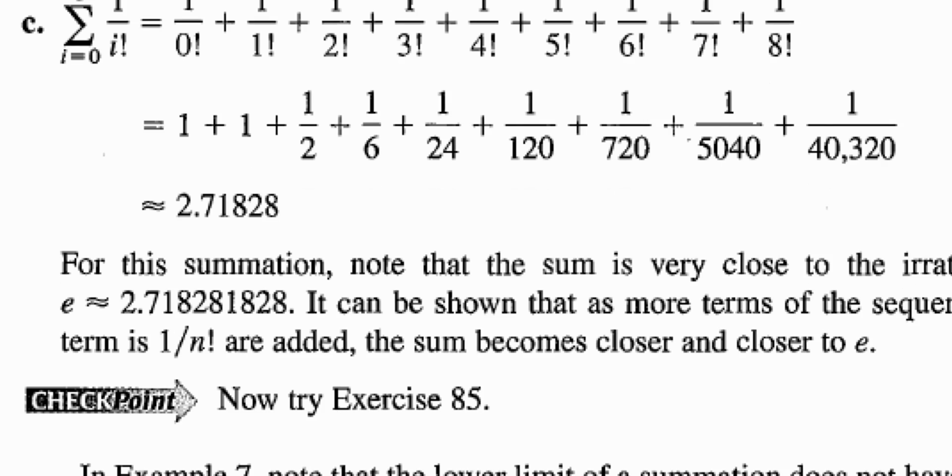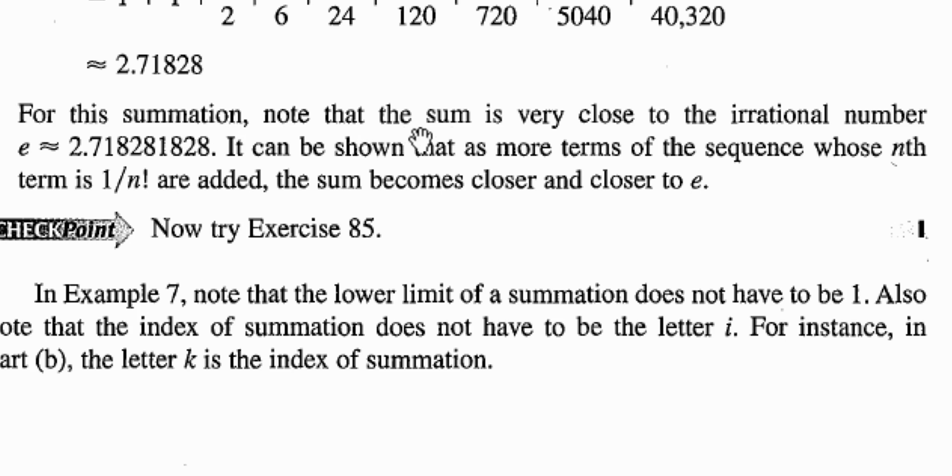2.71828. For this summation, note that the sum is very close to the irrational number e, which is approximated as 2.71828. It can be shown that as more terms of the sequence whose nth term is 1 over n factorial are added, the sum even gets closer to e.